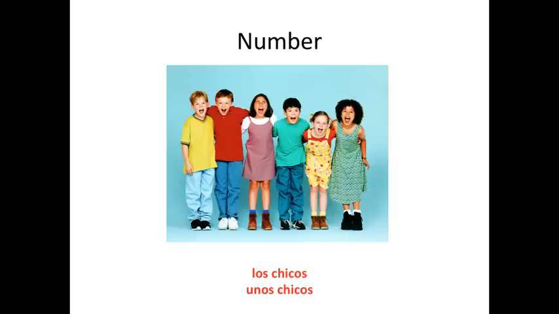Alright? Now, the situation comes up. In this picture, you see there are boys, chicos, and you see there are girls, chicas. What do you do when you have both boys and girls? How do you refer to them as a group? Well, the way you do that is you use the masculine form. If there is a single masculine person or thing in the group, you make the whole thing masculine. So, you want to say boys and girls, you actually say in Spanish, los chicos. Los chicos.